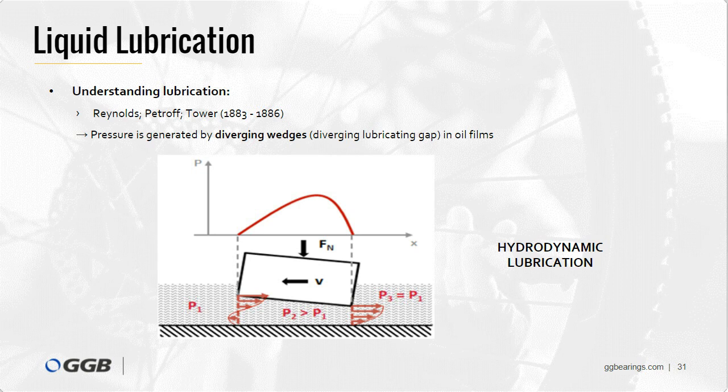Most notably, it was discovered that pressure is generated by diverging wedges in oil films, as you can see in the slide. The block is moving with some velocity V, and a load F is applied. The pressure generated in this wedge allows the block to fully separate from the surface below it. Now we'll see how this looks in the journal bearing.